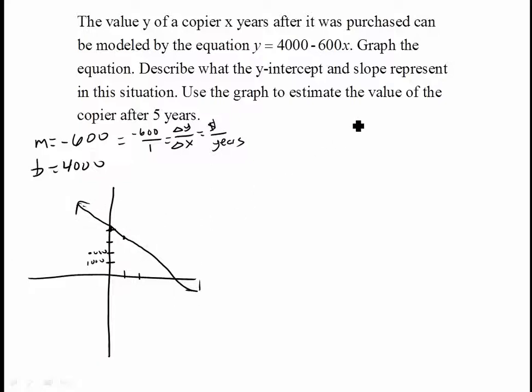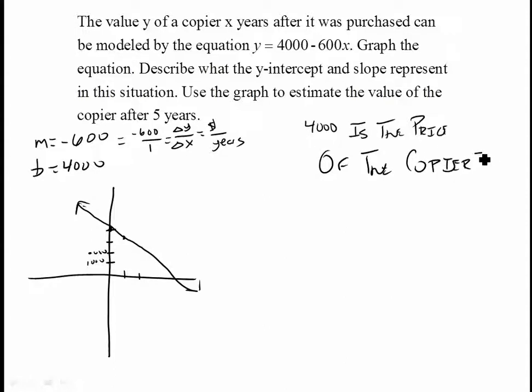Real rough. B, what do the y-intercept and slope represent in this situation? Well, the y-intercept, 4,000, is the original price of the copier, because the y-intercept occurs when the x value is 0, or when no years had passed. The copier was $4,000. That's the original price of the copier in dollars.